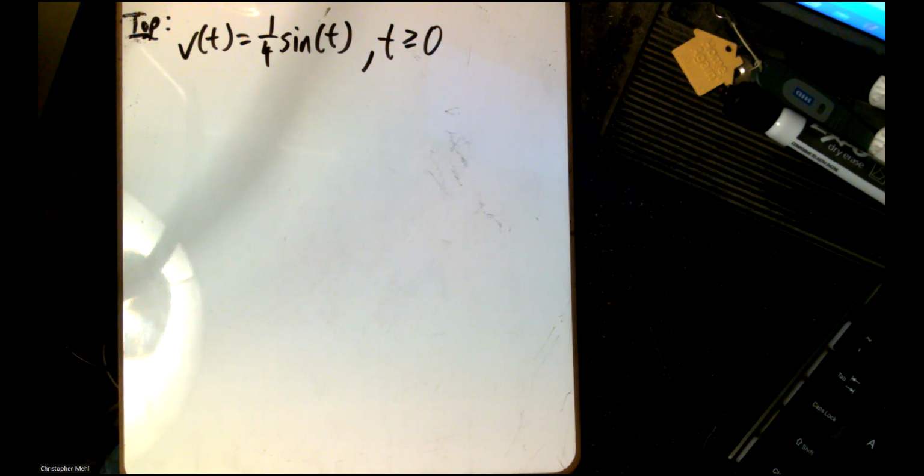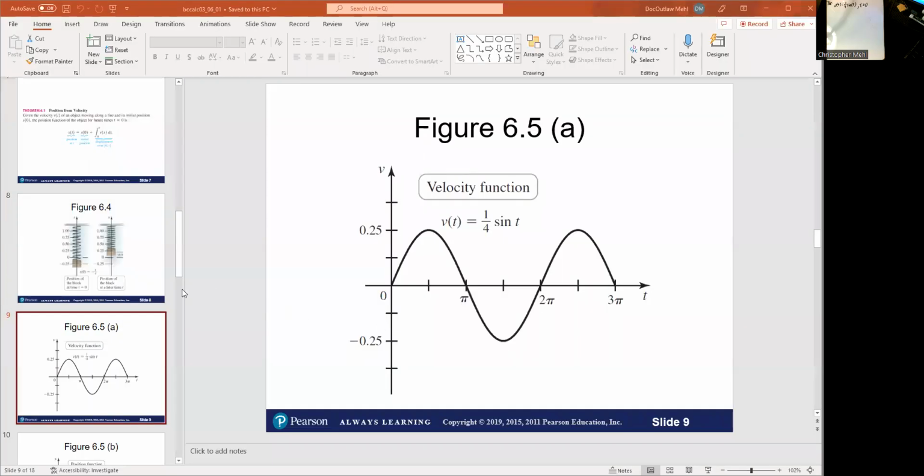And so naturally, it's going to be doing a periodic motion. We're going to make some assumptions like no friction and all of that. So it'll just continue to bounce around like so. All right, so the velocity of this thing is 1/4 sine T. There's the graph of the velocity function.